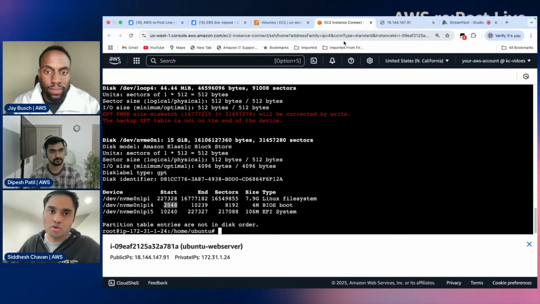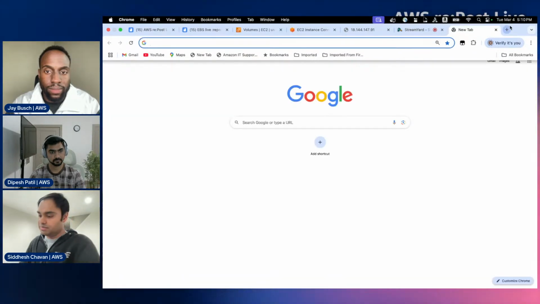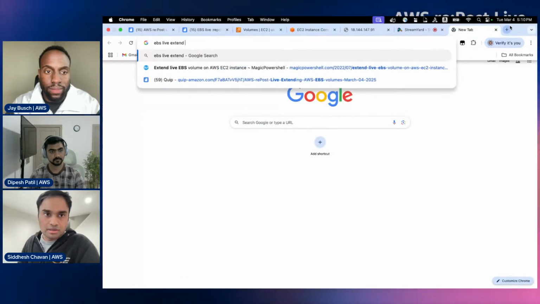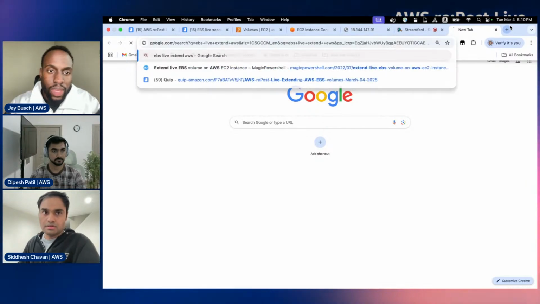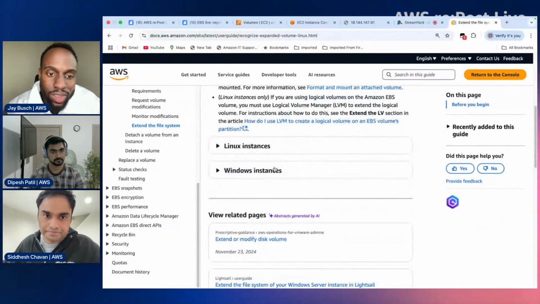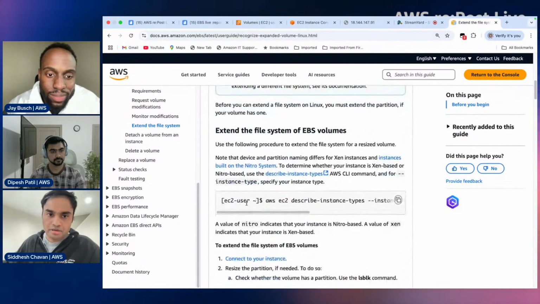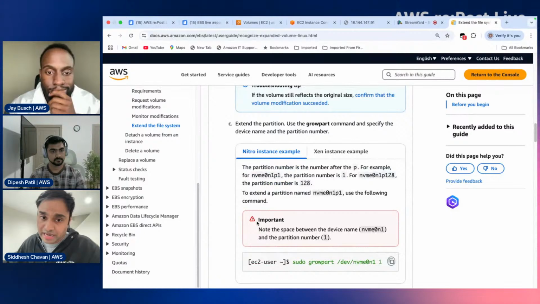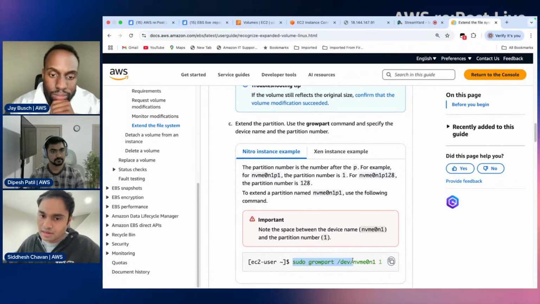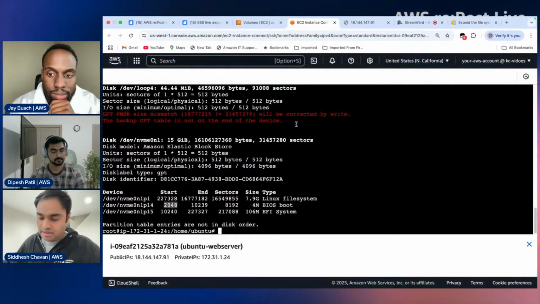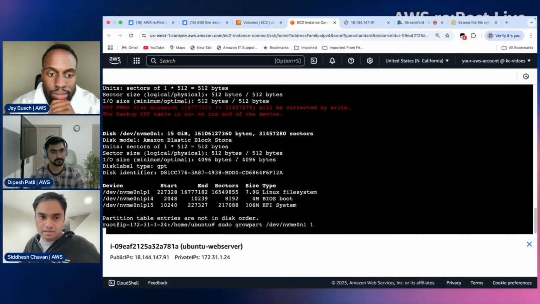So let's open one of the EBS documentation. Docs are your friend. We'll drop this link in the chat for folks to evaluate this. In this case, we'll follow the steps for a Nitro instance, because this is a Nitro instance that we are using. So let's go and paste the command.